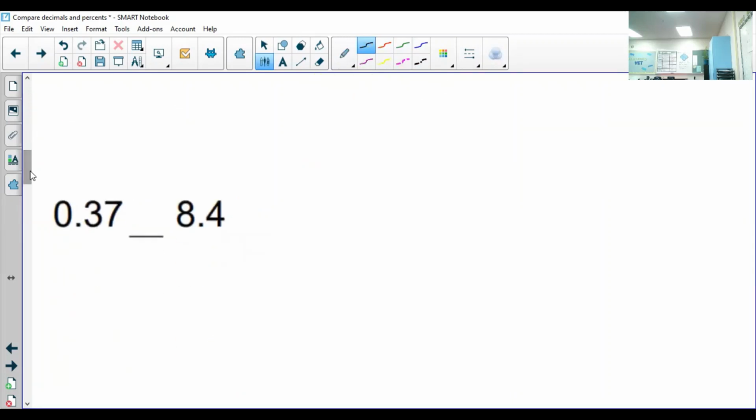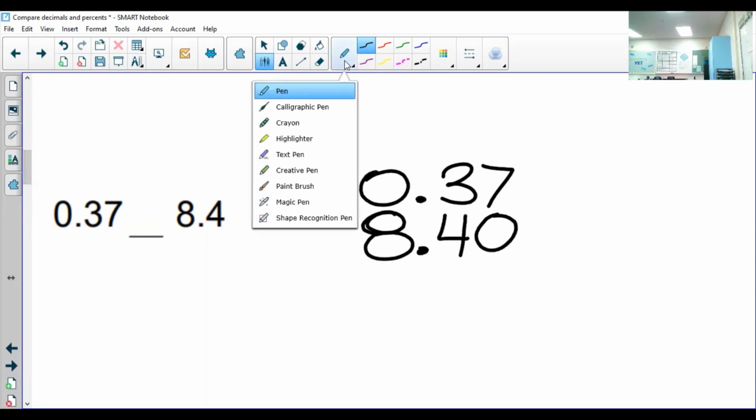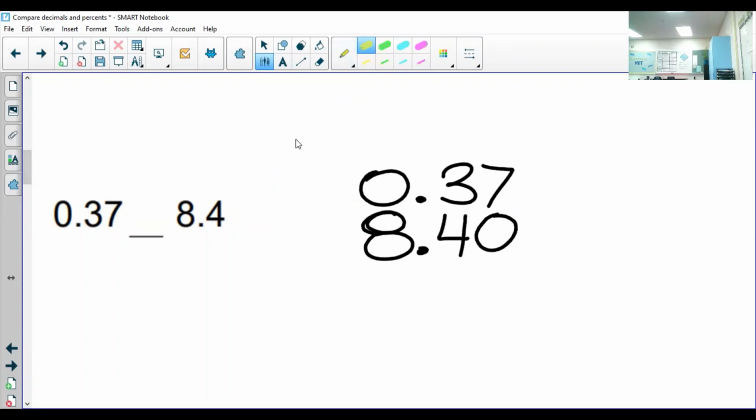Here's another one. We have 0 and 37/100 and 8 and 4/10. Now let's fill in the zeros and let's look at the tenths. Well, there is no tenths place, right? This is empty here, so we don't have anything in the tenths place. We have to look at the ones place, and there we have a 0 and an 8. So what's bigger, 0 or 8? We know that 8 is going to be bigger, so we know 8/10 is going to be bigger than 37/100.